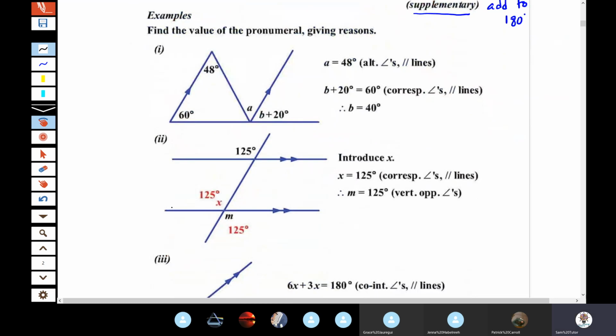Find the value of the pronumeral giving reasons. All right, the pronumerals means the letters, right? So the letters, in other words. All right, so we need to find A and B. Now it looks complicated, doesn't it? All right, there's a lot of things that are happening. I can understand that. Just break it up. What's the first thing you see? I do see a Z happening, right? Can you see that Z? Right there.